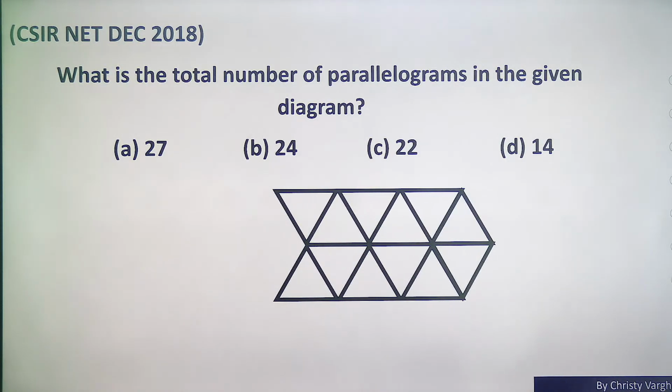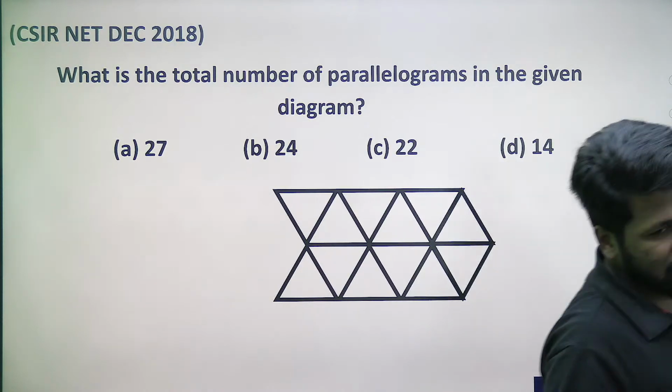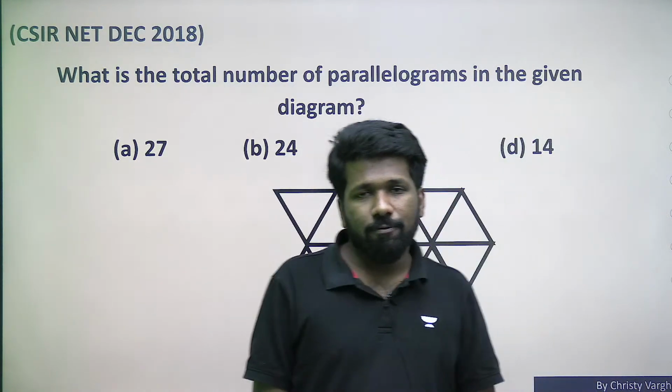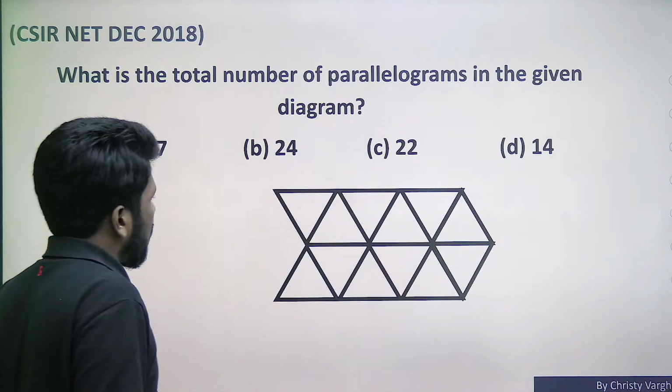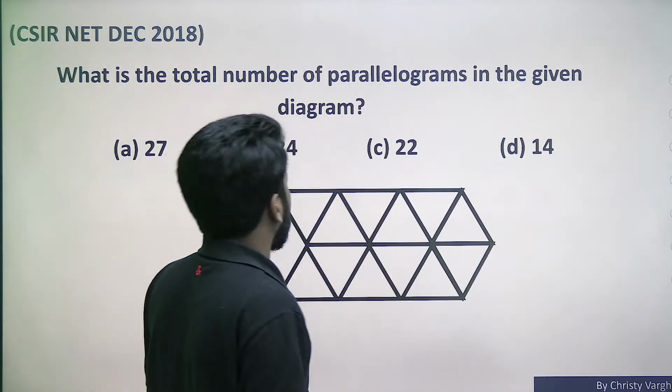Okay, most of you got B option, right? Let's see whether B is correct. All of you completed now? Total number of parallelograms in the given figure. Parallelogram means what? They are quadrilaterals where opposite sides are equal and opposite sides are parallel. Quadrilateral means four-sided polygons. Four-sided polygon, opposite side equal bhi hona chahiye, opposite side parallel bhi hona chahiye.